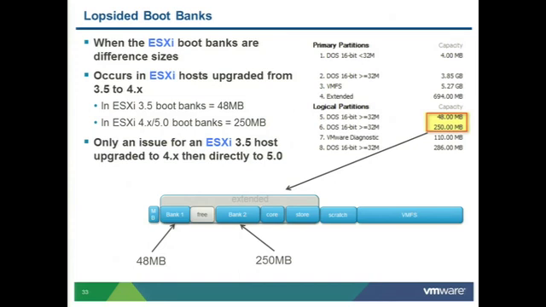It's a temporary condition. When you upgrade from ESXi 3.5 to 4, you'll have lopsided boot banks. But the next time you do an update or a patch, the second boot bank will get grown and you'll now have 250 meg boot banks. You'll no longer have lopsided boot banks. So it only applies immediately after an upgrade from 3.5 to 4.0, and only until you do your first update.